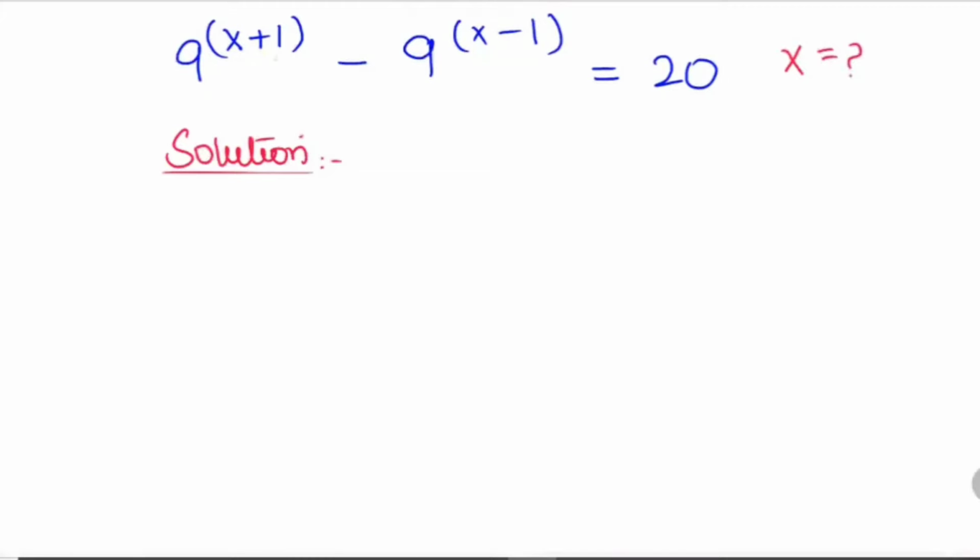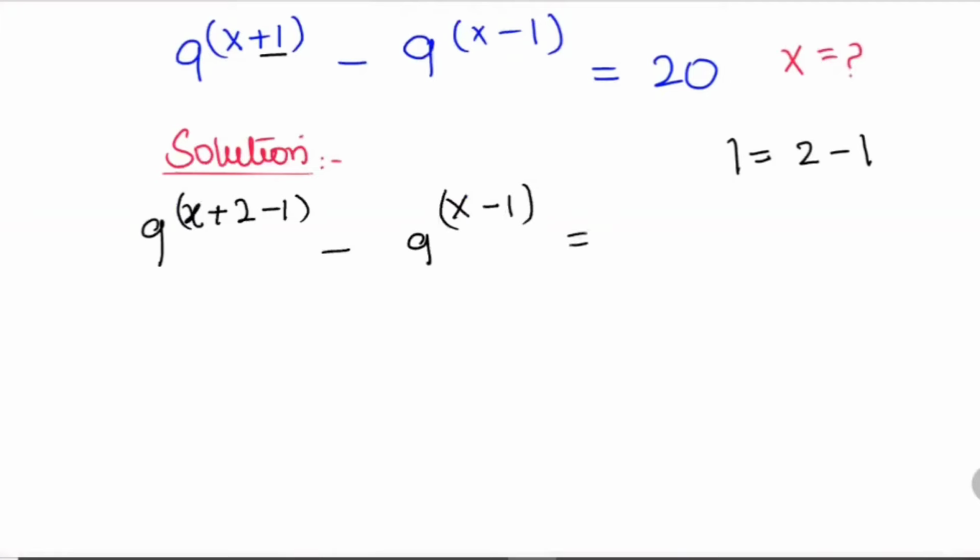In the first step, I'm going to write this 1 in this form: 1 is equal to 2 minus 1. So this is 9 to the power of x plus 2 minus 1, minus 9 to the power of x minus 1 is equal to 20. Now I'm going to rearrange this negative 1 with this x. So I'm going to write 9 to the power of x minus 1 plus 2, minus 9 to the power of x minus 1 is equal to 20.